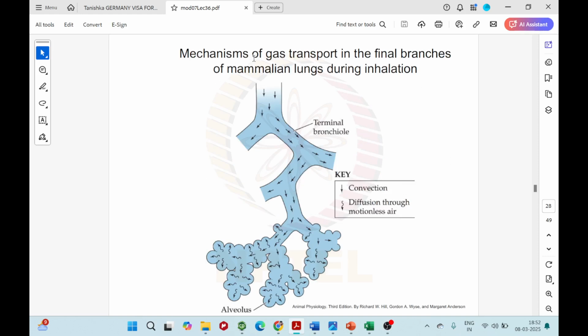Okay, so this is the mechanism of gas transport in the final branches of the mammalian lungs during inhalation. Here you can see two types of arrows. One, the straight arrows, shows the pathway of the air that is travelling. Once it comes into the alveoli, the air is motionless. This air is not moving, but only diffusion of the air is taking place in the alveoli. There is no motion taking place.